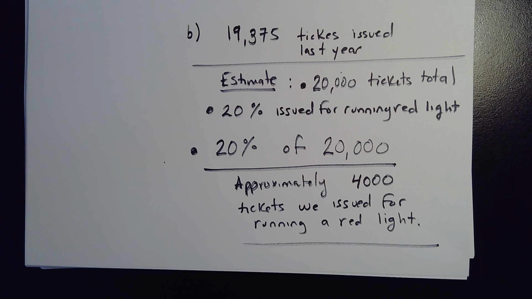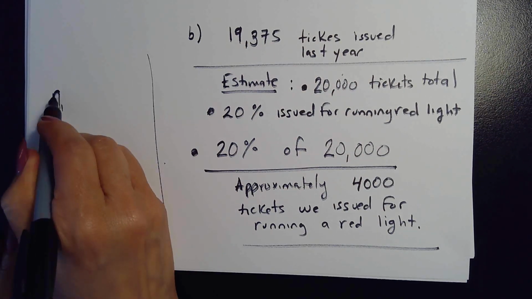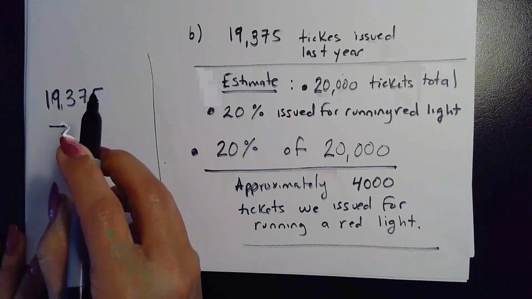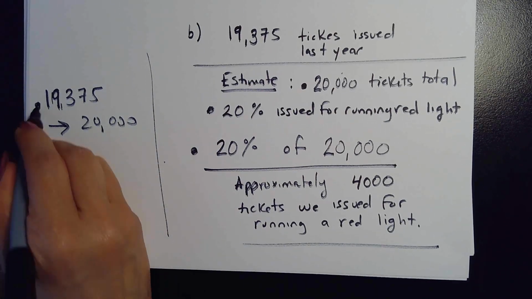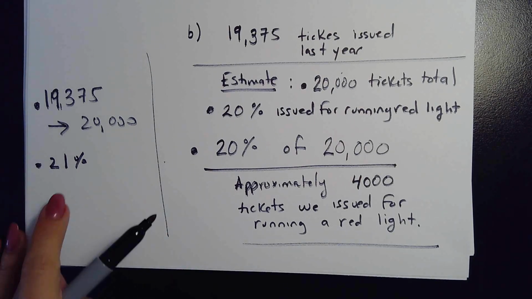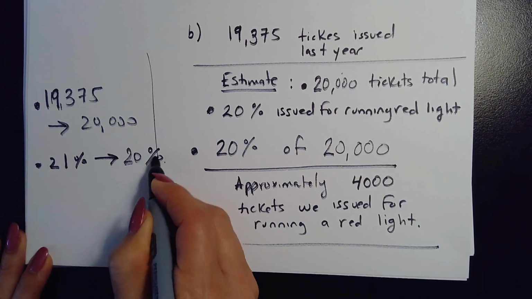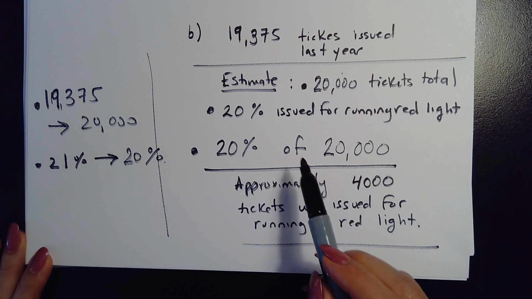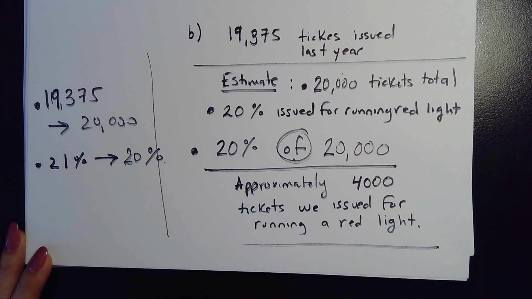So remember, you're making two estimates here. The 19,375, I went ahead and changed that to 20,000. And then the 21%, because I'm making estimates, the actual percentage for running a red light, I changed it to 20%. And then I took 20% of 20,000. What am I doing?